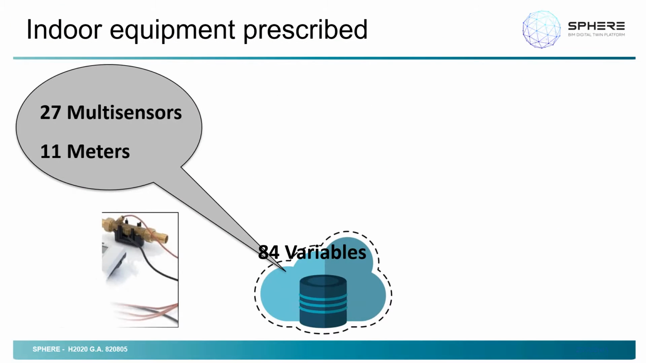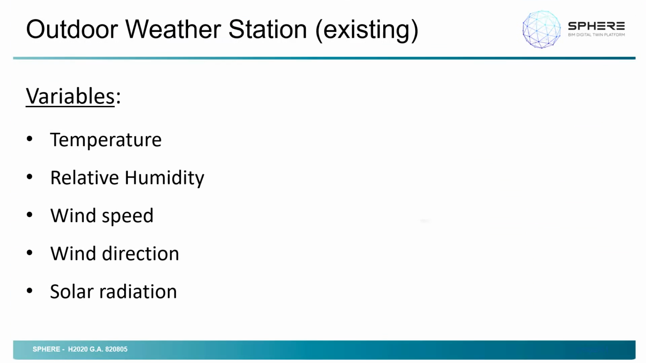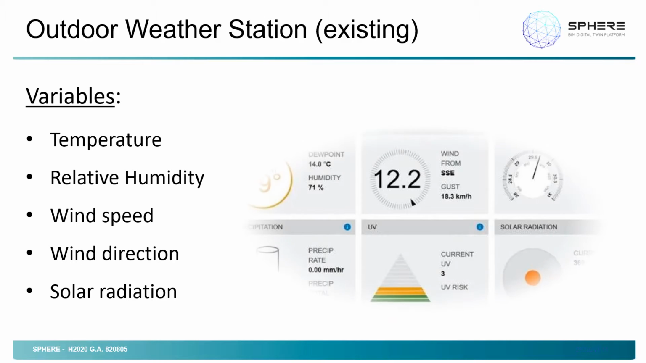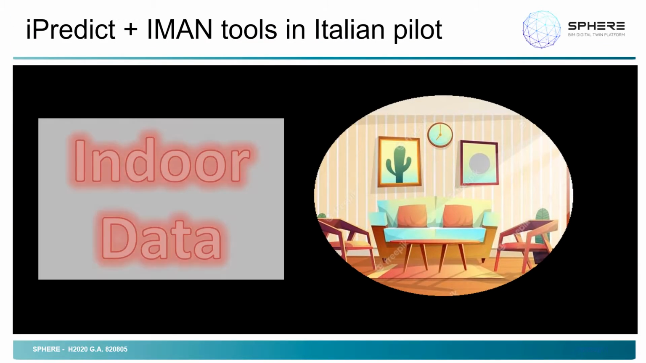All the sensors and meters data are collected every 5 minutes. The outdoor weather data are captured from a nearby weather station. Indoor data.